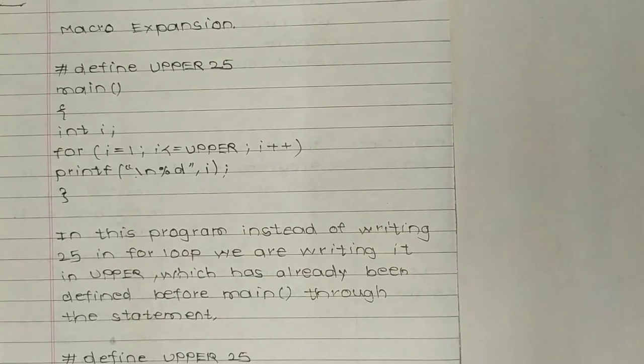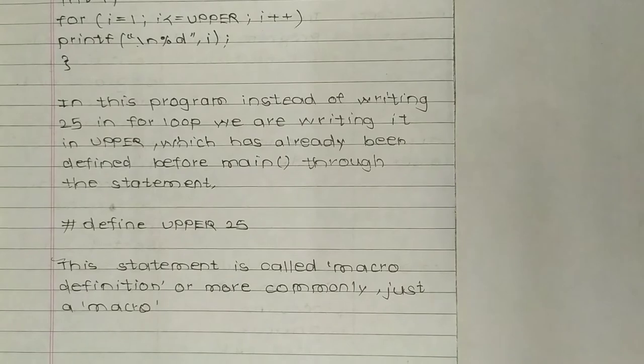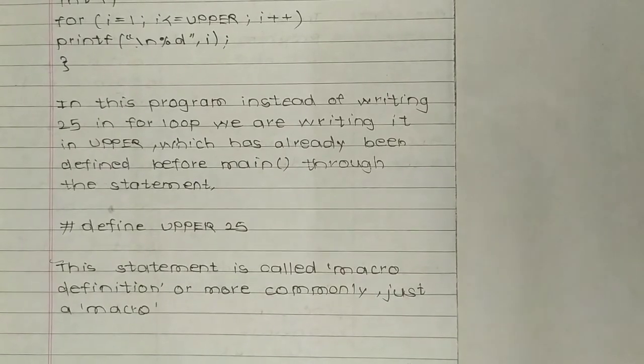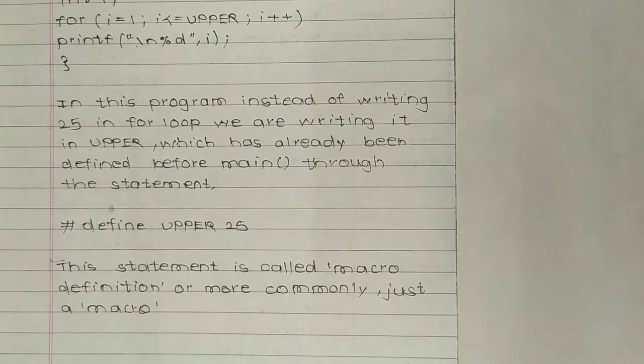In this program, instead of writing 25 in the for loop, we are writing UPPER, which has already been defined before main through this statement. #define UPPER 25. This statement is called a macro definition or, more commonly, a macro. Such statements are called macro definitions or simply macros.